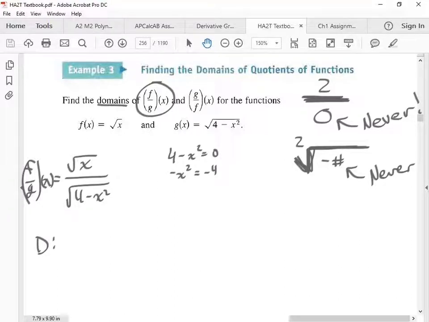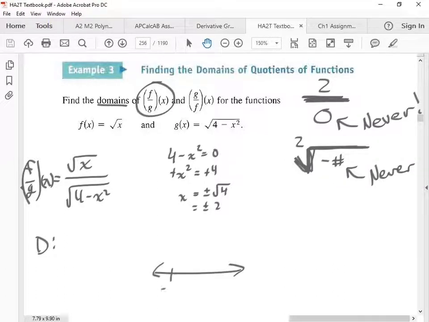So I move the 4 over to the other side to get negative 4. Then I divide both sides by negative 1. And then I square root both sides. So I get x equals plus or minus the square root of 4, which is the same as plus or minus 2. So let's bust out a number line here since we're talking about domain.